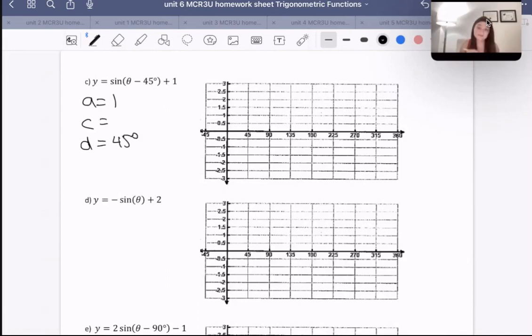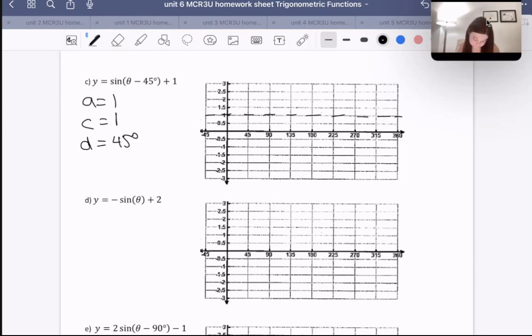Now this time D is positive 45, right? Because the negative is already part of the equation. D is just the 45 part. And then C is going to be 1. So what does this mean? This means that we are going to move up. We're going to move our midline up to 1, right? Our midline before was at 0. Now our midline is going to be 1. So I'm just going to make kind of a dashed line there to show our midline is 1. That's our starting point. That's our new x-axis, so to speak, right?